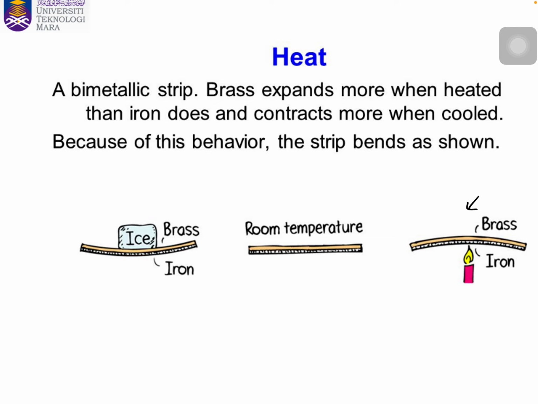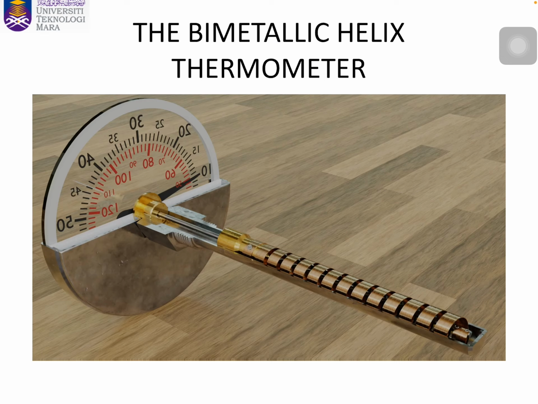In a bimetallic strip, brass expands more when heated than iron does and contracts more when cooled. As you can see, heat and cool. Because of this behavior, the strip bends as shown.